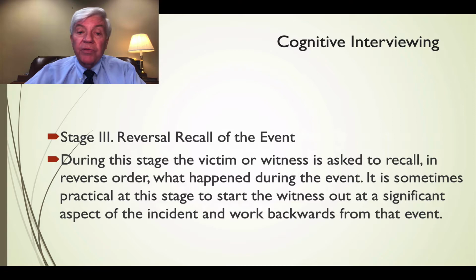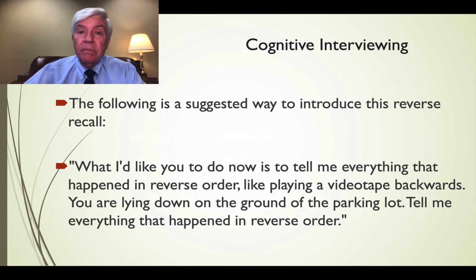Stage 3 is called reversal recall of the event. During this stage, the victim or witness is asked to recall in reverse order what happened during the event. It is sometimes practical at this stage to start the witness out at a significant aspect of the incident and work backwards from there. The following is a suggested way to introduce this reverse recall. What I'd like you to do now is to tell me everything that happened in reverse order, like playing a videotape backwards. You are laying on the ground in the parking lot. Tell me everything that happened in reverse order.